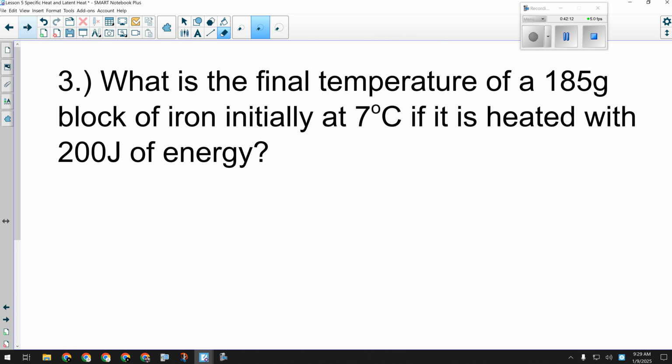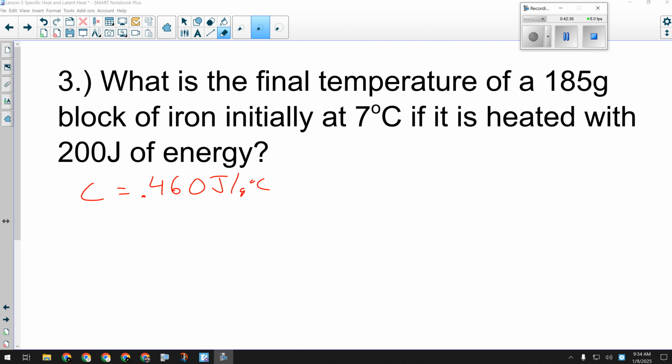Number 3 is a little bit trickier because it's not asking you for delta T, it's asking you for the final T. Does that really make it a whole lot more difficult? No, it's just going to add one more step in the end. You're still going to solve for delta T here. I'll give you a minute to give that one a try, and then we'll look at it together.